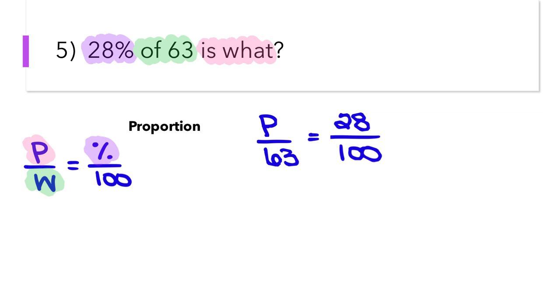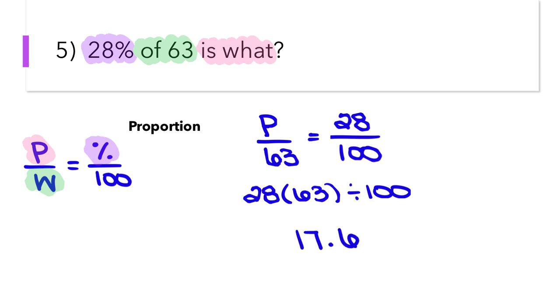Who wants to do the solutioning of this? I can do it. Chase. 28 times 63 divided by 100. What did you get for your answer, rounded to the nearest tenths place? 17.6. Very good. 17.6 is the missing part. Very good.